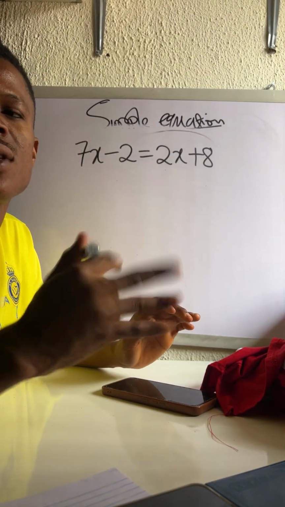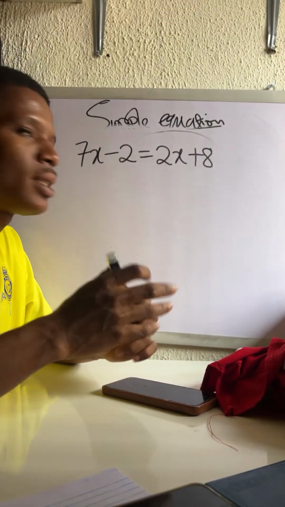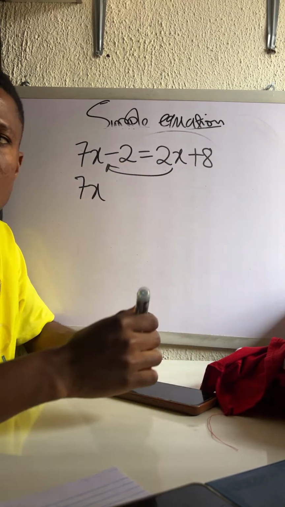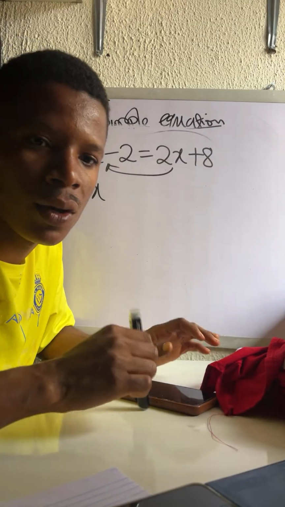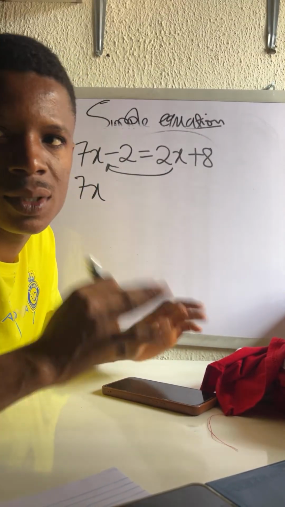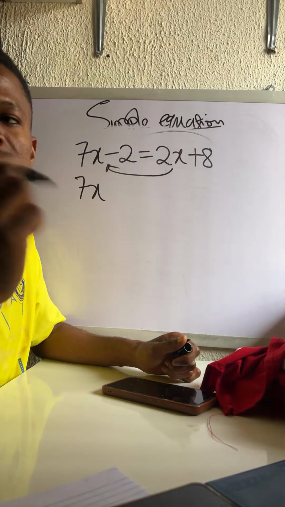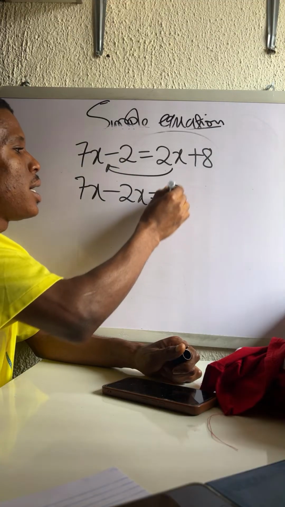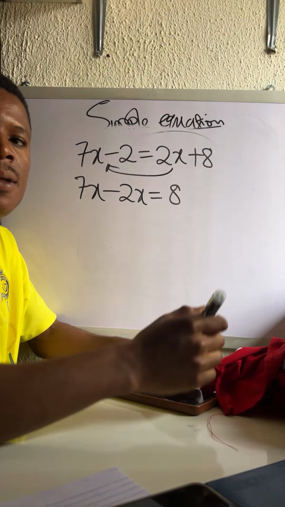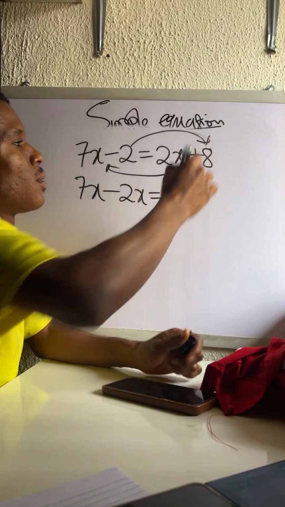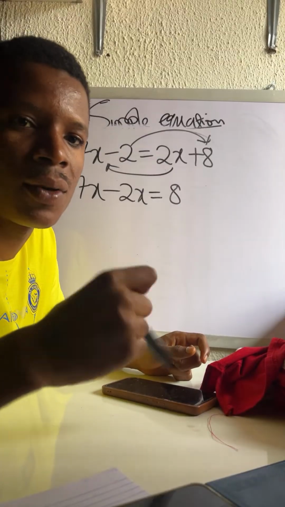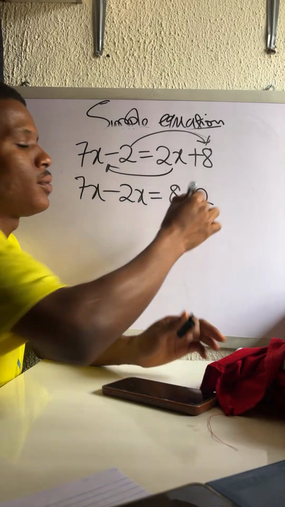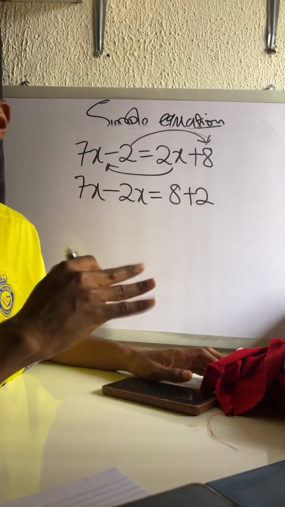Thank you. Let's do this one together. So we have 7x. 2x will cross the equality sign, right? If 2x crosses the equality sign, what will it become? Positive or negative? It becomes negative 2x, and that's equals to 8. It is 8 that is remaining, right? Then minus 2 will cross the equality sign. When minus 2 crosses the equality sign, it becomes positive 2, right? Correct.